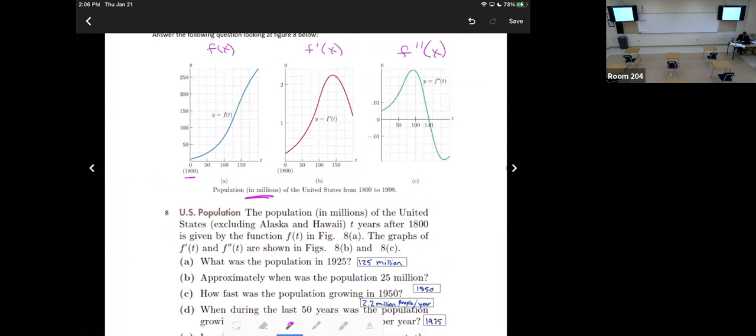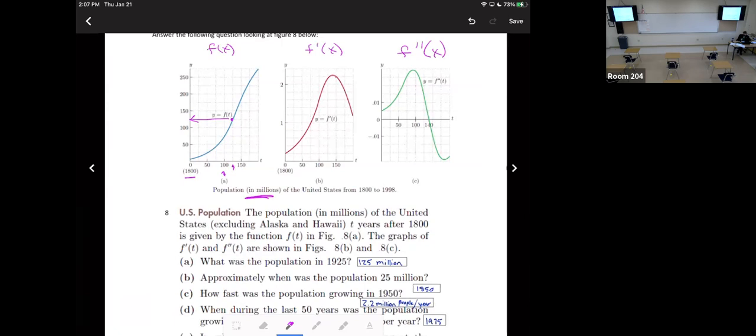So when you looked at that question, which graph did you refer to? A, excellent. Okay, so what was the population in 1925? Next thing you have to do is figure out where is 1925. Well, here is 1900. The 1925 is right there. So you would just read up and then go over. Okay, and that's going to be 125 million people.